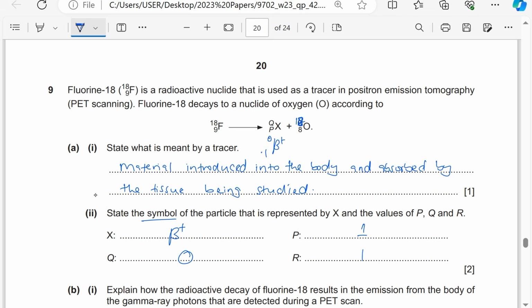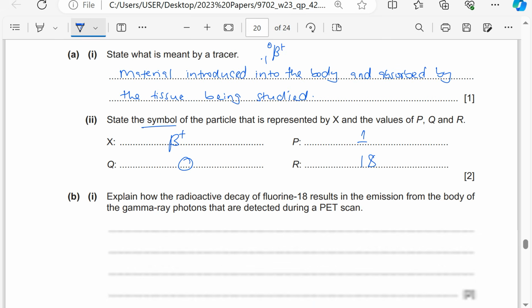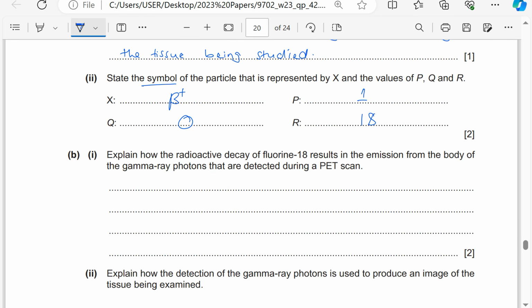Then R is 18. Explain how the radioactive decay of fluorine results in the emission of the gamma ray photons detected during a PET scan. Of course, the emitted positrons meet electrons and annihilate. Their total mass becomes energy and it is detected as gamma ray photons.